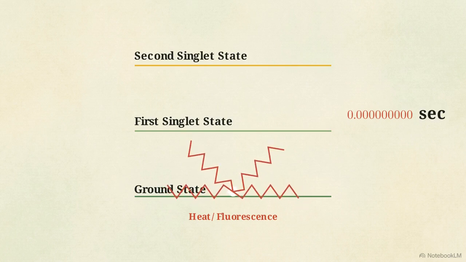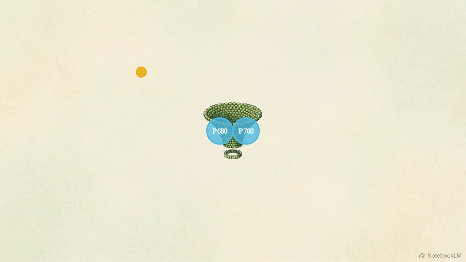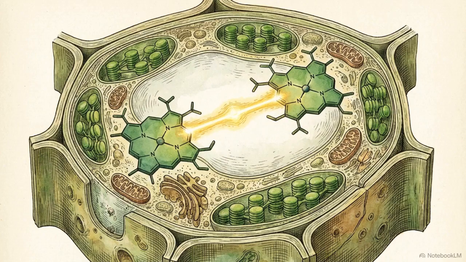To prevent that total loss, the antenna array performs a Forster resonance transfer. Instead of dropping back down to the ground state, the excitation energy hops laterally, resonating from one pigment molecule directly to the next. This resonance effect rapidly funnels the energy inward, bouncing it through the antenna array until it strikes specific reaction centers, known as P680 and P700, which can actually use that trapped charge to drive photochemistry. Photosynthesis is a biological race against time. The plant must capture and pass along this fleeting energy before it decays to a ground state.